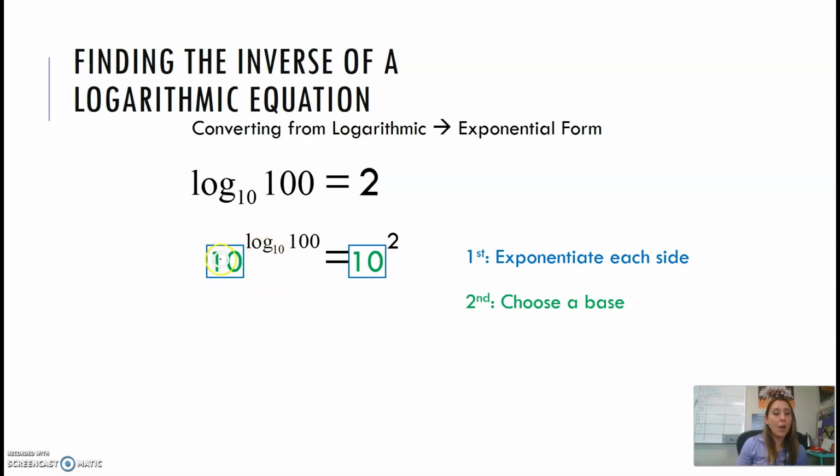Now we have a base raised to a log base 10, which means this is all going to cancel out, and we end up with just 100 is equal to 10 squared. Well, that's true, right? 10 to the second power is 100. And we know that because this turns into a 1.